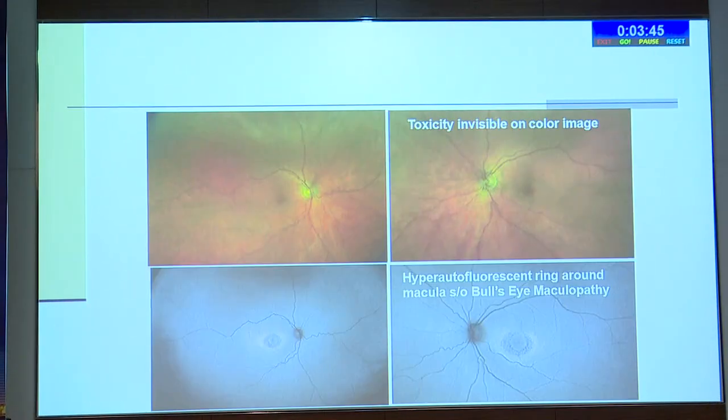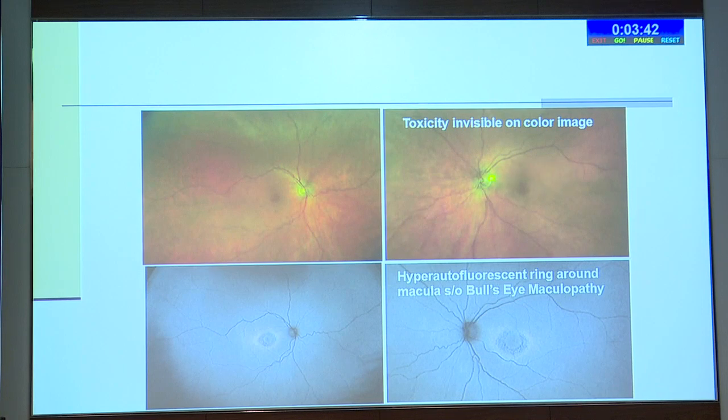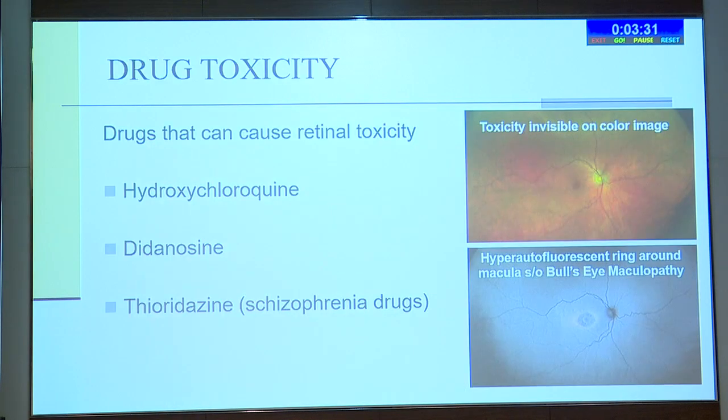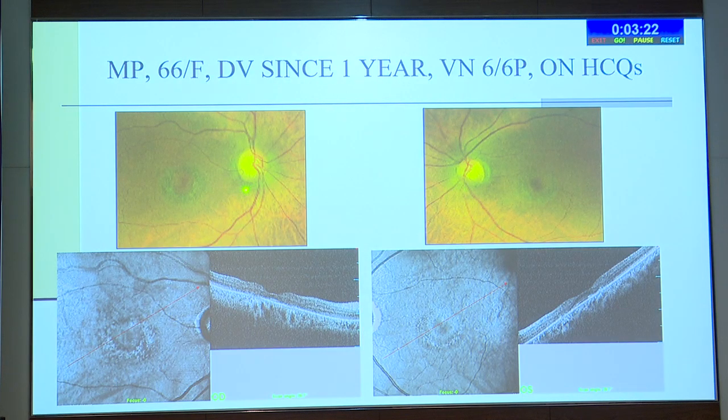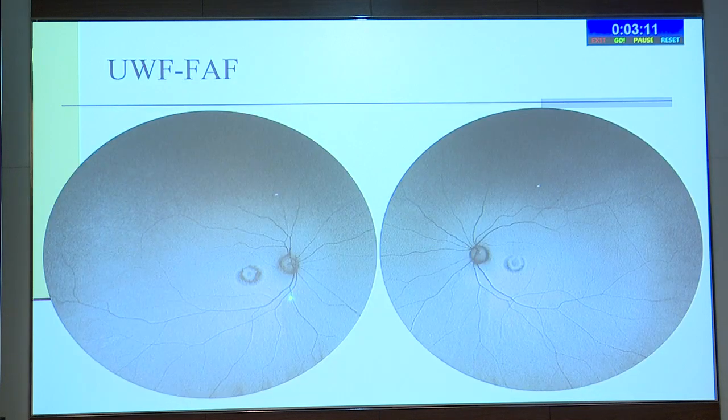What about drug toxicity? This is a patient whose fundus looks remarkably normal, and the vision is also 6/6. The patient has been on HCQ for a long period of time, and the autofluorescence shows you a bullseye maculopathy. There are many drugs which can cause retinal drug toxicity, like HCQ, clofazimine, and thioridazine. Now this patient has 6/6 vision, but is complaining of some distortion in vision, and you can see some RPE changes here. The OCT also shows some degeneration, and the AF shows you very dramatically the presence of bullseye maculopathy due to HCQ toxicity.